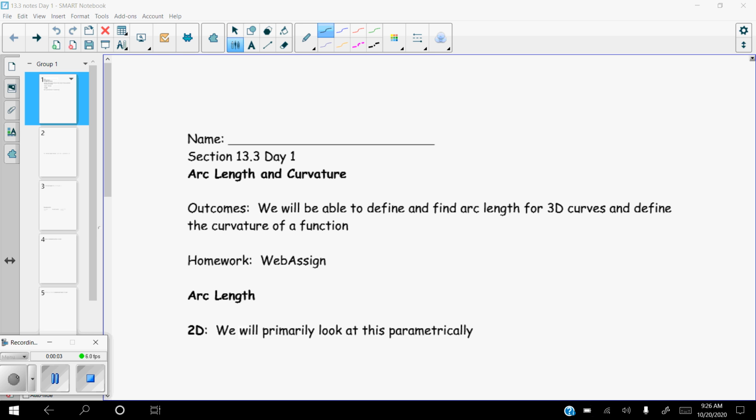Okay, so this is section 13.3. This will be done in 2 days of lessons. So this is day one. We're talking about arc length and curvature.